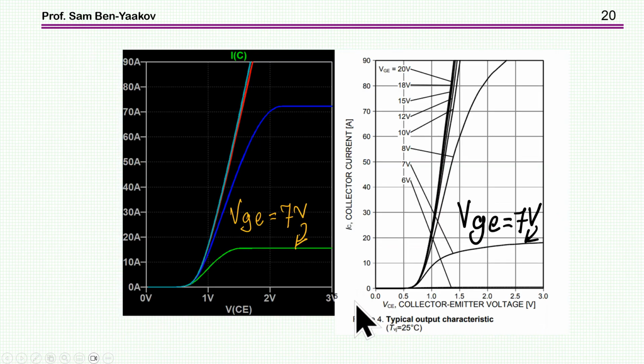Now if I zoom in, this is comparing the simulation result with the datasheet, which shows the collector emitter voltage up to 3 volt. I have it here also, and then 90 amp here. And this is from the datasheet the 7 volt, and this is the 7 volt from the simulation. Pretty good. Well, the 8 volt is a little bit off, but in general I think it's not too bad.